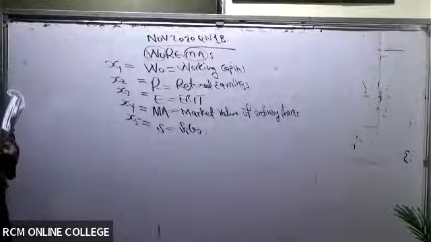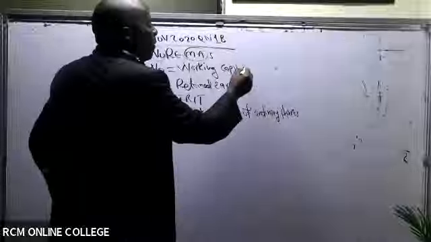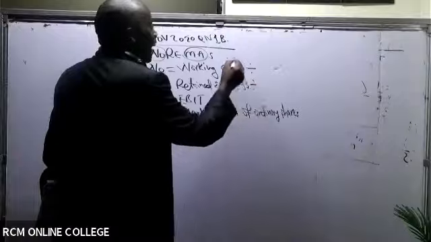But you see, we want to make them ratios. So for us to make them ratios, we must come here and divide everything by TA.